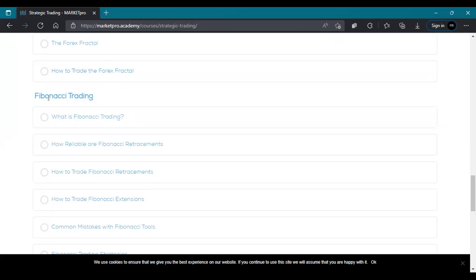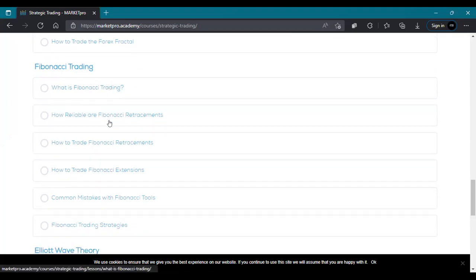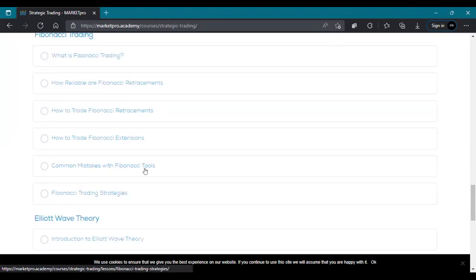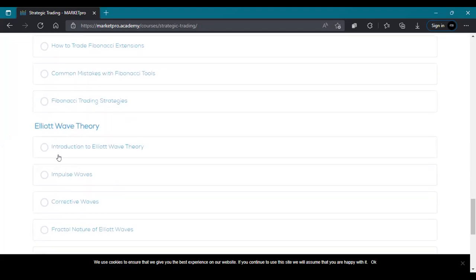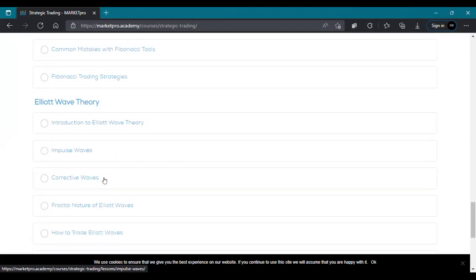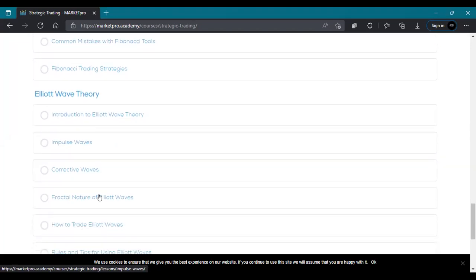Then those of you that love Fibonacci trading, right? You also have good stuff here for you guys. So what's Fibonacci trading? How reliable is it? Right? Fibonacci retracements, Fibonacci extensions, common mistakes with Fibonacci tools, right? Fibonacci trading strategies. There is so much information here. All you have to do is just come here, start watching, start learning, right? So Elliott wave theory, I've always wanted to learn this, right? So I'm so glad there's a lot of information on Elliott wave theory, right?